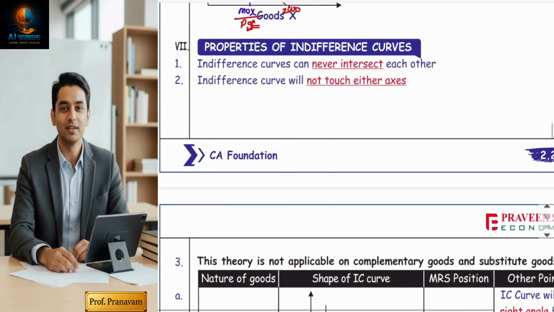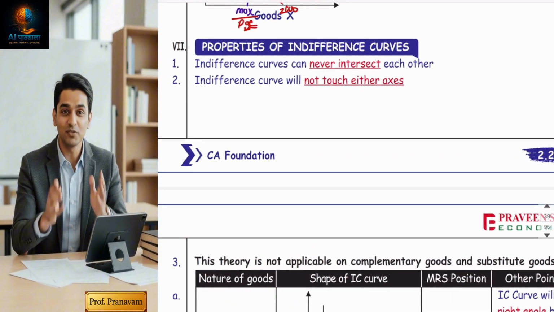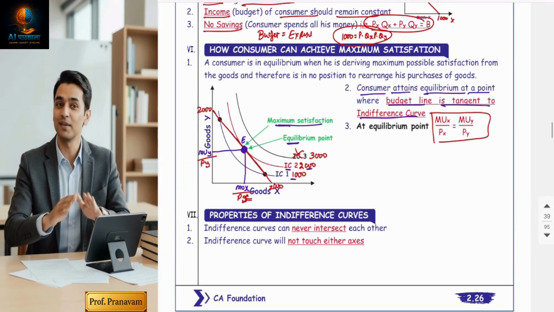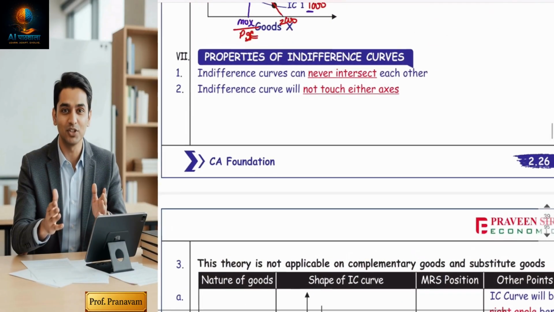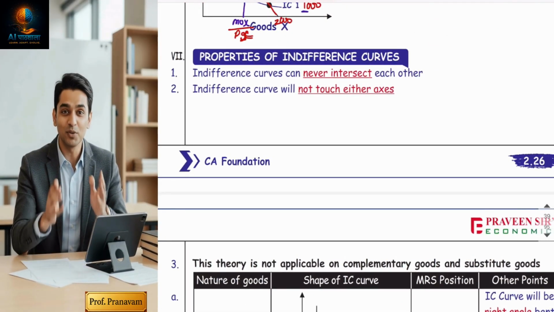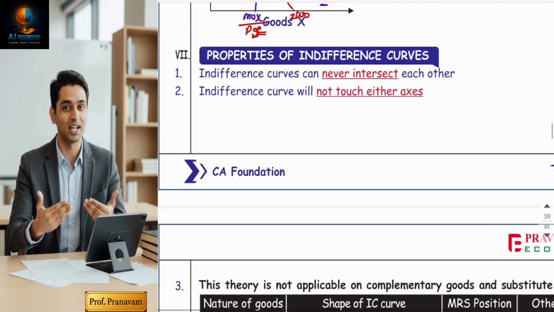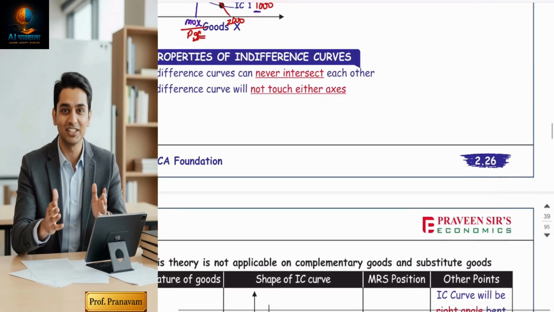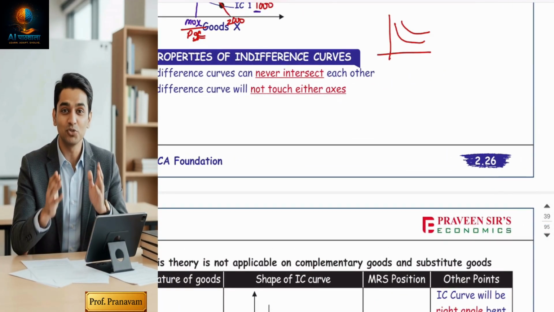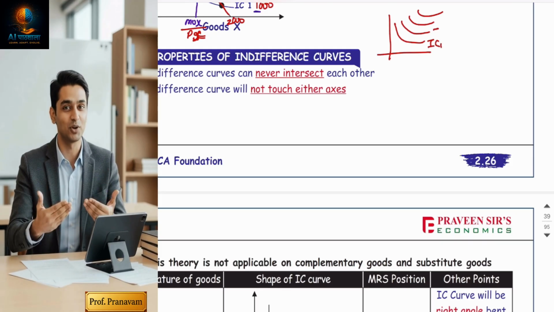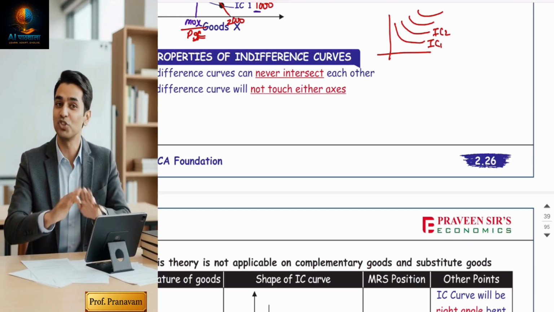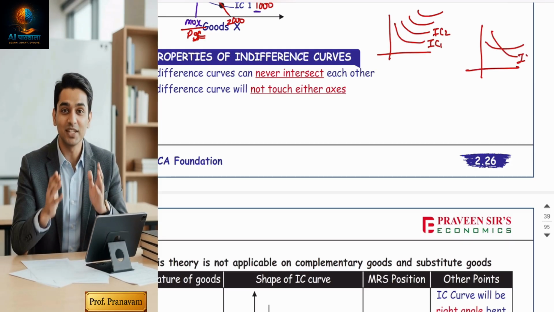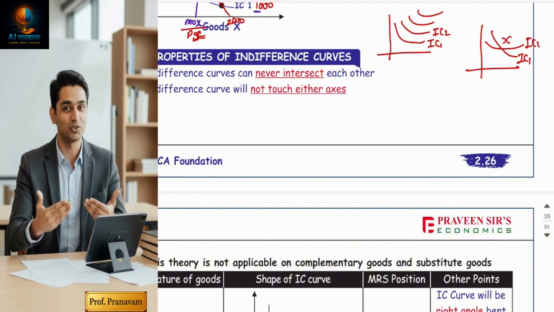Come to the properties. Properties of indifference curves. Now, last 3 points. Here the theory and the law are over, but now some clarifications are given by Hicks and Allen. Some properties of indifference curves. The first clarification given by Hicks and Allen is that indifference curves will never intersect each other. Means you can make so many IC curves, IC1, IC2, but no IC curves will touch or intersect each other. Means you cannot make IC1 and IC2 in this way. No. Okay, first point.